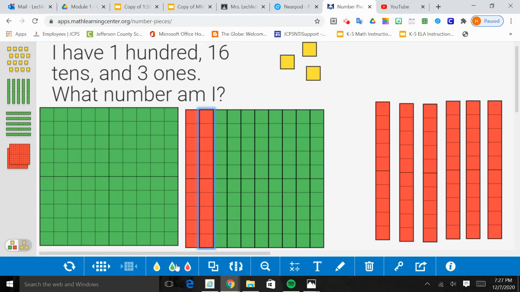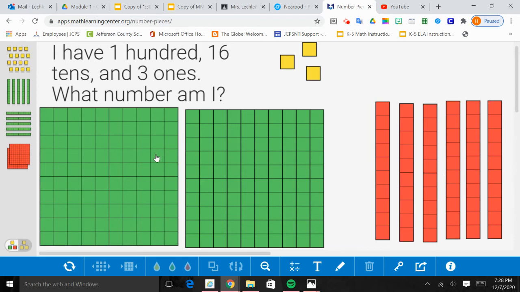So now our number looks a little different. We still have the same amount, but it is easier to read now because now I have 2 hundreds. I have 1, 2, 3, 4, 5, 6 tens, and 1, 2, 3 ones. I don't have enough ones to make a new group of 10, so those are going to have to stay the way they are. And I don't have enough tens to make another group of 100, so those are going to stay how they are as well.